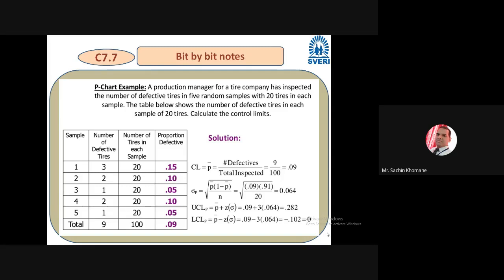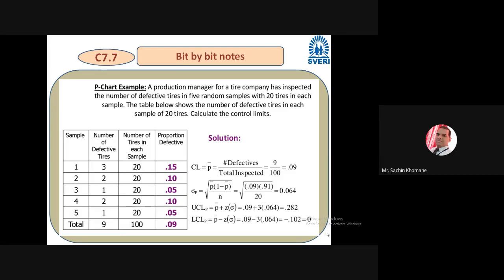Remember this UCL, LCL, and CL. So now 0.09 is the CL, UCL is 0.282, and LCL, if you observe, is minus 0.102. It is a minus, so you have to take it as approximately 0. Don't go in the negative direction. If you take approximately 0, then also it will be okay. No need to go into another quadrant. Done.